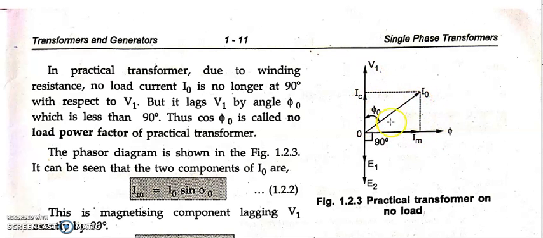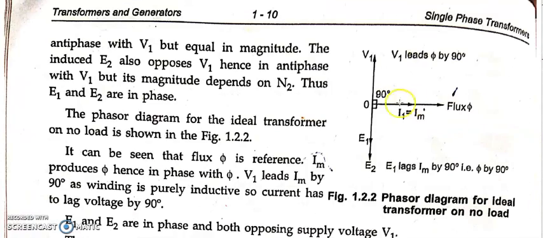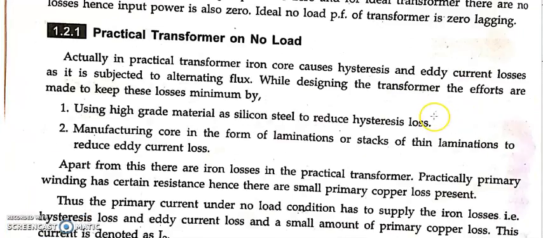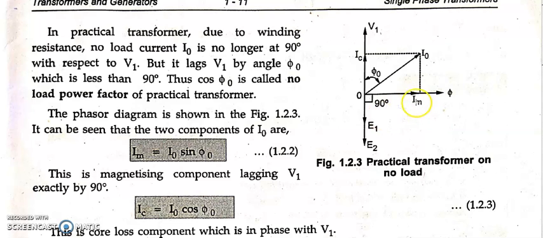Before coming to I naught, we know that I naught is divided into two components, IC as well as IM. IC is called the core loss component, and IM is called the magnetizing component. And we know that flux we have taken as reference in the horizontal line. The same thing we took in the ideal transformer, flux. So here also it will be the same. And we know that IM is responsible for producing flux, so IM is in phase with the flux phi.